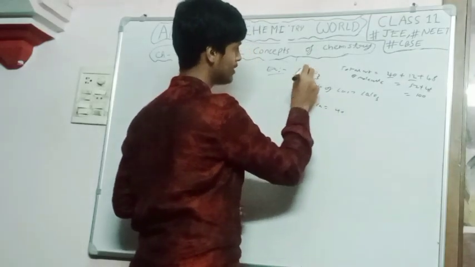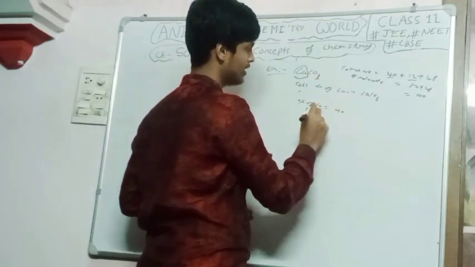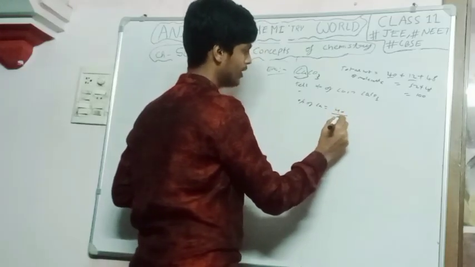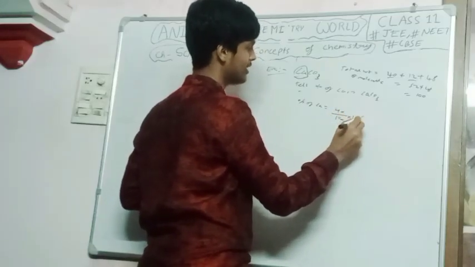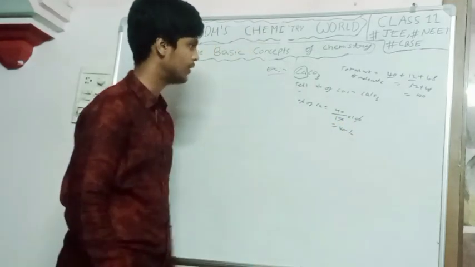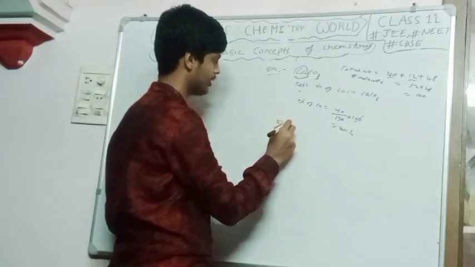Percentage of calcium is equal to the weight of the element in the compound. How many atoms are there? Only one atom. So the percentage of calcium is equal to the weight of calcium in the compound by the total weight, into 100. How much percentage is there? It's 40%. Like this you need to do. And again I'll give another question.